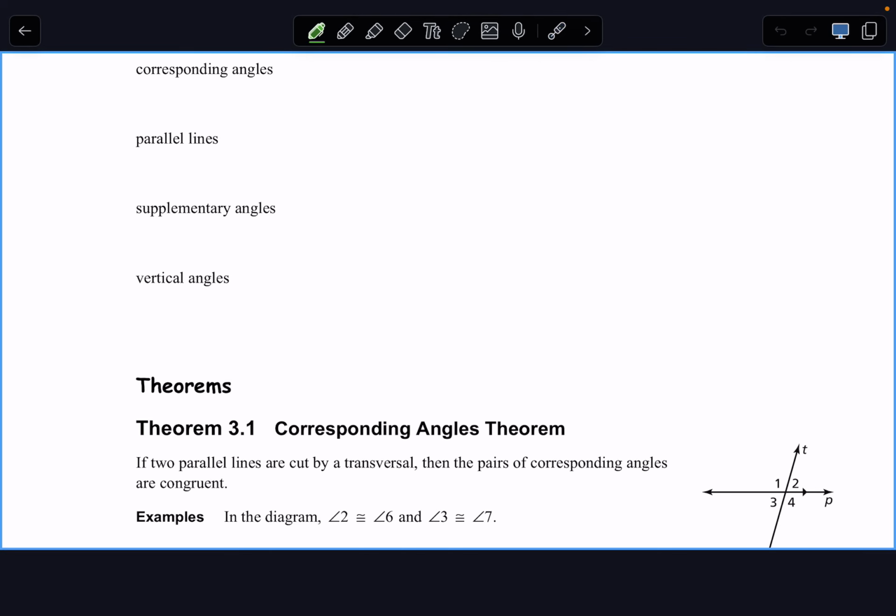Not yet. All right, parallel lines. Can you draw a set of parallel lines? No. Good enough. The best you can. Okay.